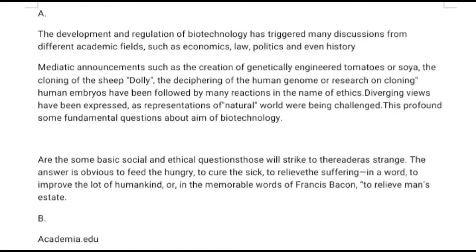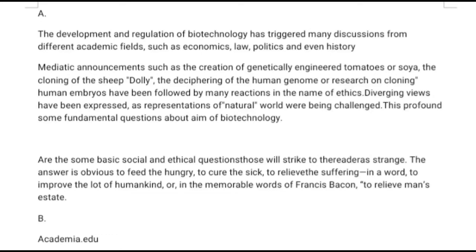Socioeconomic aspects of modern biotechnology. The development and regulation of biotechnology has triggered many discussions from different academic fields, such as economics, law, politics, and even history. Mediatic announcements such as the creation of genetically engineered tomatoes or soya, the cloning of the sheep Dolly, the decoding of the human genome, or research on cloning human embryos have been followed by many reactions in the name of ethics. Diverging views have been expressed as representations of the natural world were being challenged.